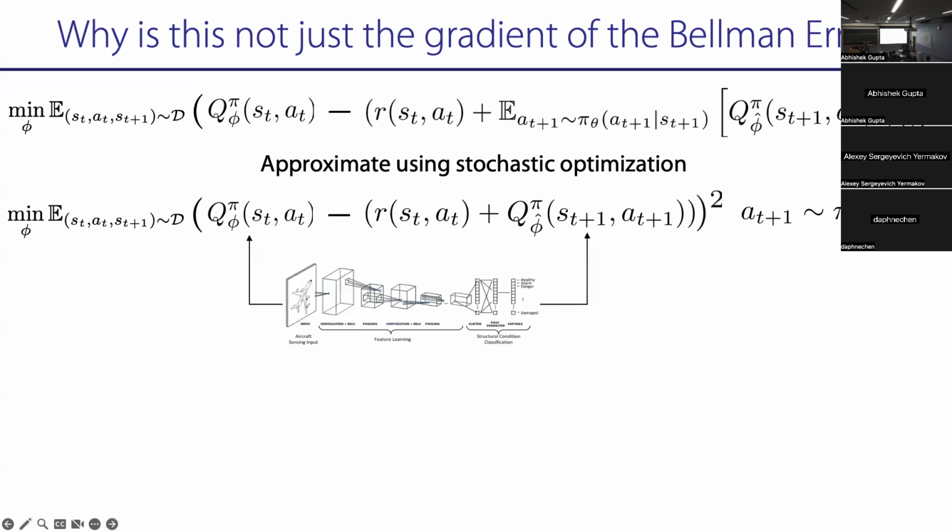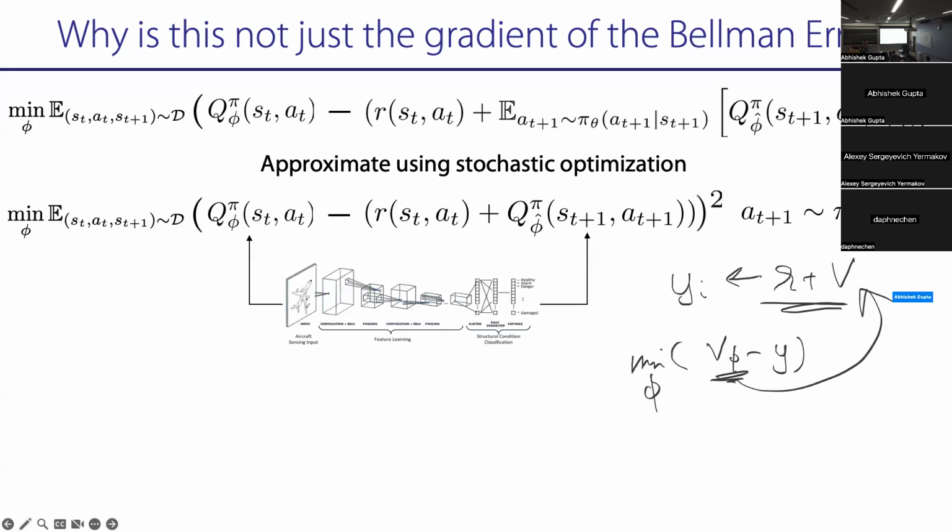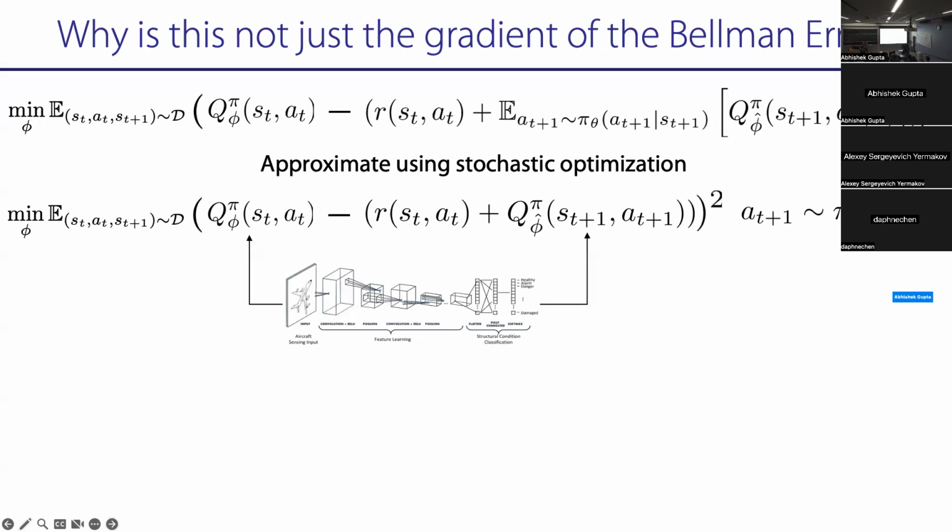So if you remember earlier, we had done this where y_i is r plus V, right? And then we said, okay, we're going to take these as targets, and V_phi minus y, we're going to minimize with respect to phi, right? And then we take our new V_phi's and stick them in here, right? We're going to do exactly the same thing. We're going to say our new targets are r plus Q(s, a), where the action is coming from your policy pi_theta.